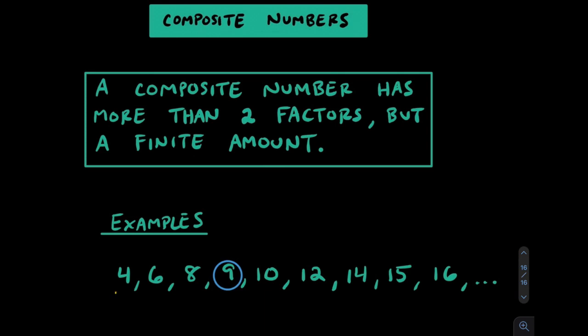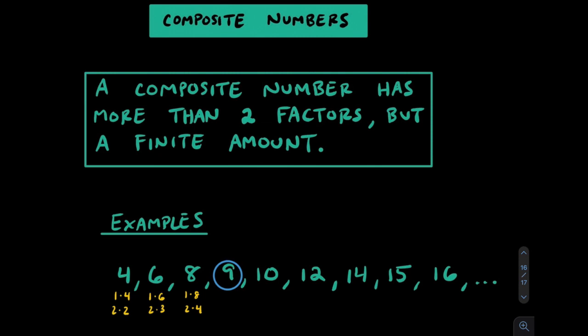4 is composite because we have the factors 1 times 4, but we also have 2 times 2. It has 3 factors. 6 is composite because we have 1 and 6 and 2 and 3. This one has 4 factors. 8 has the factors 1 and 8 and 2 and 4. As you see, all the numbers on this list are going to have more than 2 factors.